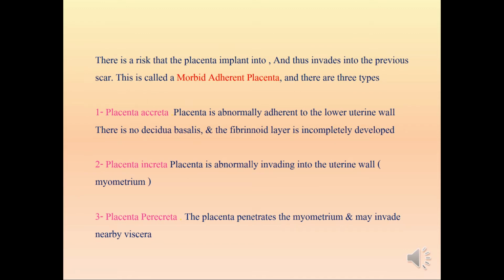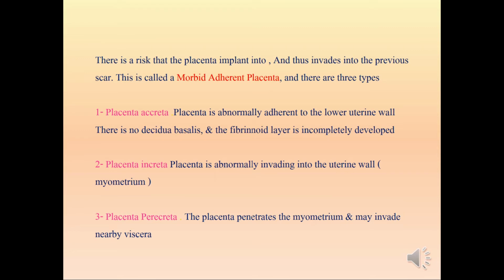There is a risk that the placenta implants into and thus invades the previous scar, and this is called a morbid adherent placenta. And there are 3 types: placenta accreta, increta, and percreta.